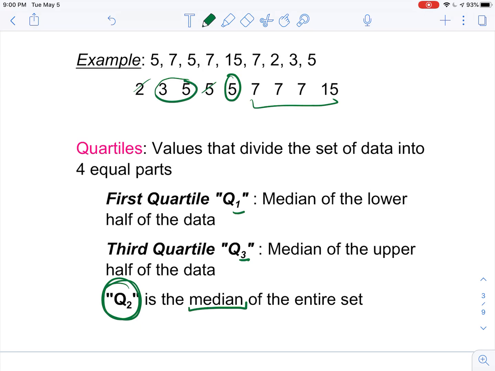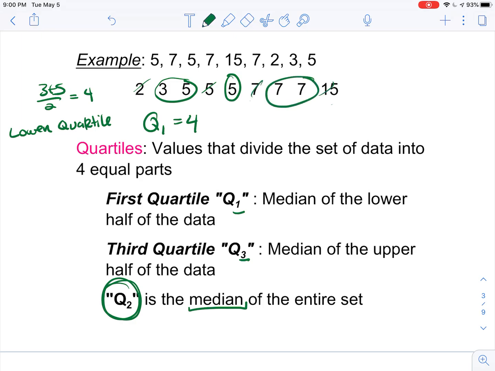My Q1 is going to be the median of my lower half. So notice I have an even set, so I have to find the average of those 2 values. So 3 plus 5 divided by 2 gives me 4. So Q1 is equal to 4. You will sometimes hear this being called the lower quartile instead of the first quartile. Those are all the same word for the Q1 value.